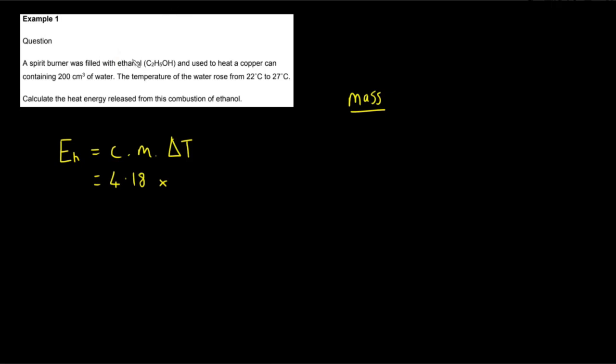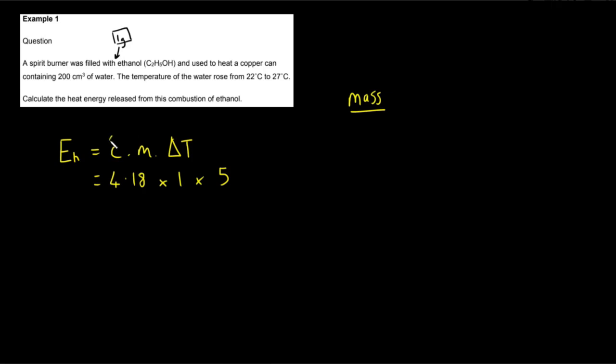Sometimes you get questions where they say the spirit burner was filled with, I don't know, something like 1 gram of ethanol. Now that's a mass. Now most people see that mass and just go, right, okay, that must mean that the mass in this equation is 1. And then the temperature change, well, that's easy, that's 22 to 27, that's a change of 5. And then go ahead and do that equation. That's definitely, definitely incorrect.